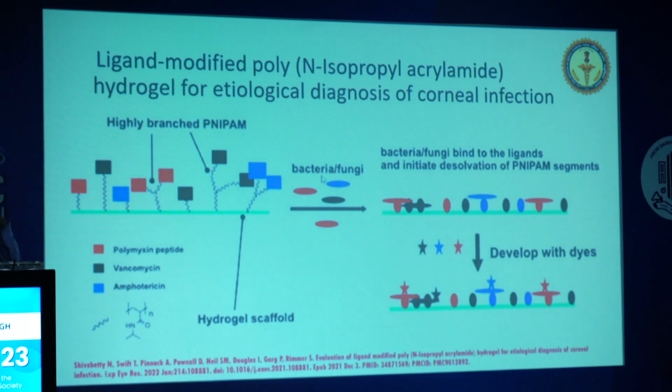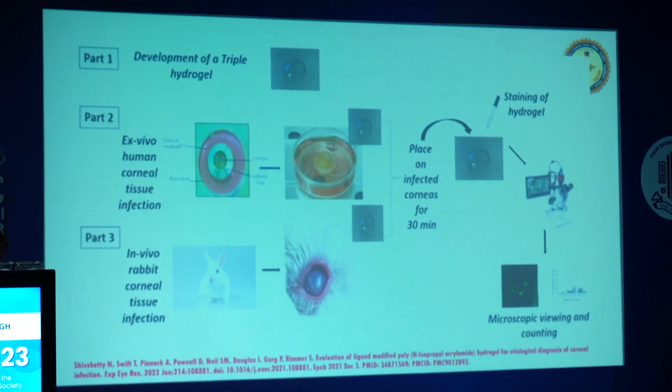So whenever this is exposed to those organisms, it binds to it. Subsequently, there is dissolution of those polymers and branch polymers, and finally you can stain it with fluorescent dye and see it under a fluorescent microscope, and you can see the organism. Quickly, I will tell you how we can translate it to our clinical practice.